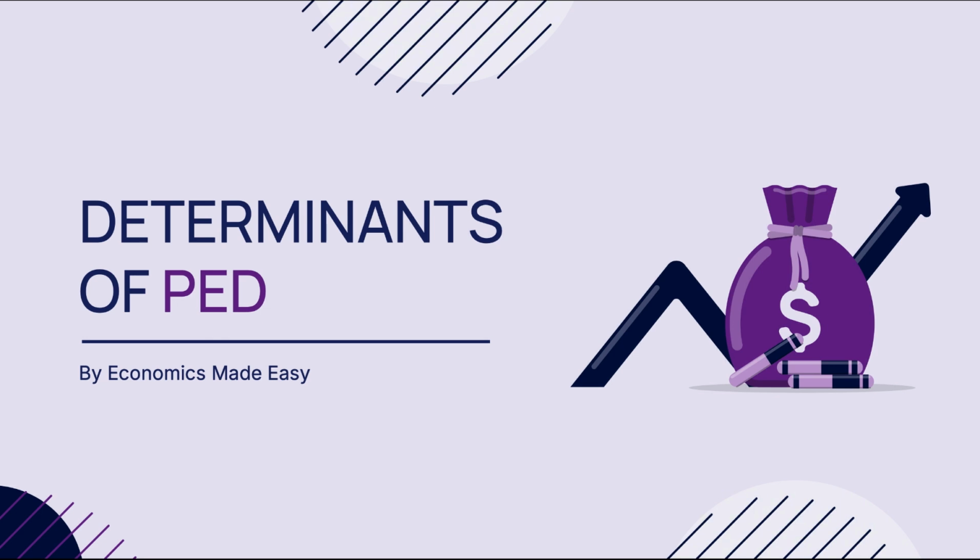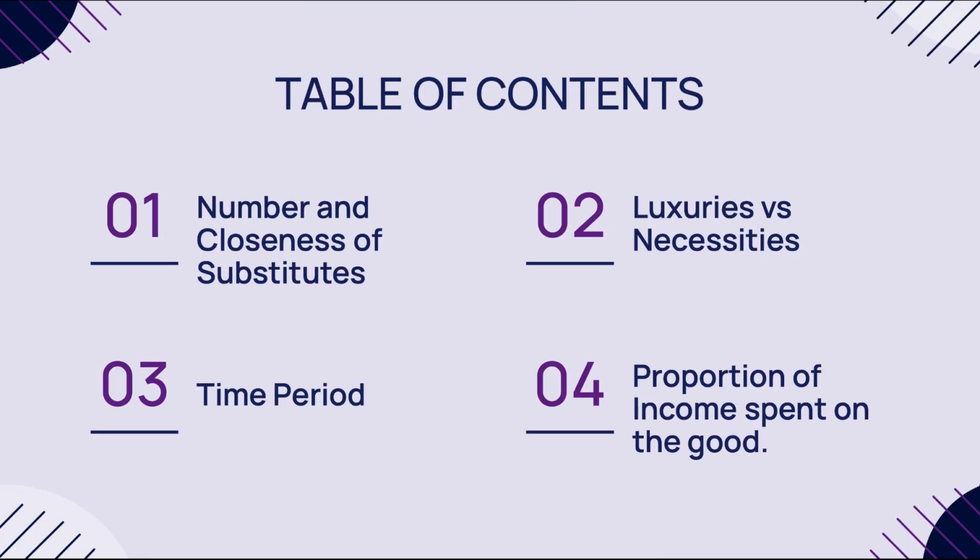Now all of these things have different meanings, and I do cover this in the other video as well, and I don't want to be very repetitive. So overall, that's basically what you need to know, so let's get right into it. So, these are the determinants I'll be explaining today. So I hope it makes a lot of sense. Alright, so let's start with number and closeness of substitutes.